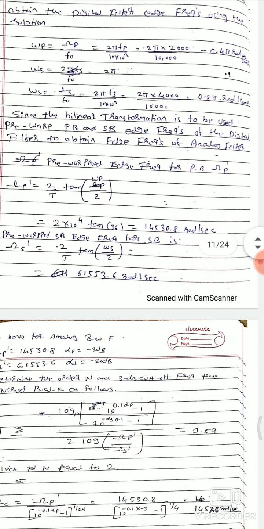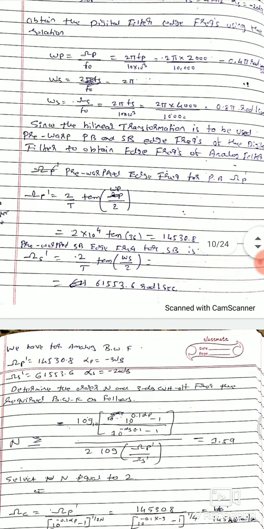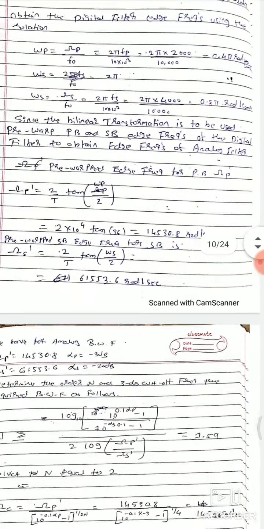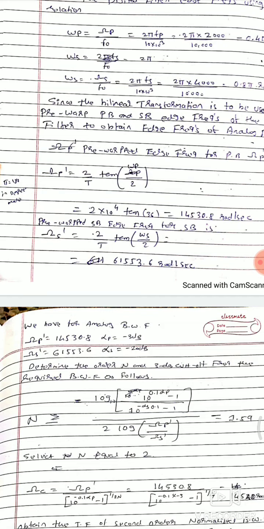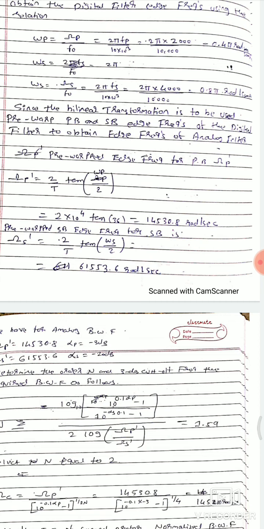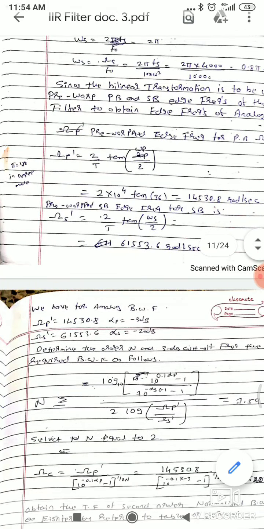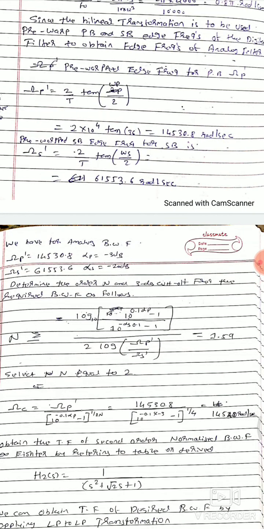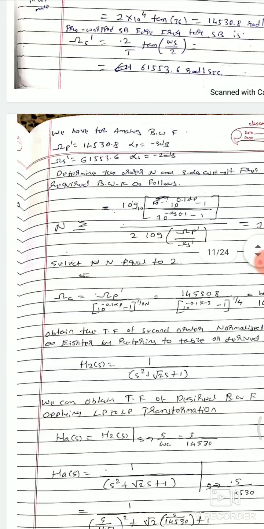Since the bilinear transformation is to be used, pre-warp the passband and stopband edge frequencies. You know the equation for omega p dash. This is a digital frequency; convert it to analog using this pre-warp. So omega p dash equals 2/T tan(omega p/2). You know this equation already. Using this, you get 1453.8 radians per second. In the same way, omega s dash comes out to 6155.6 radians per second.